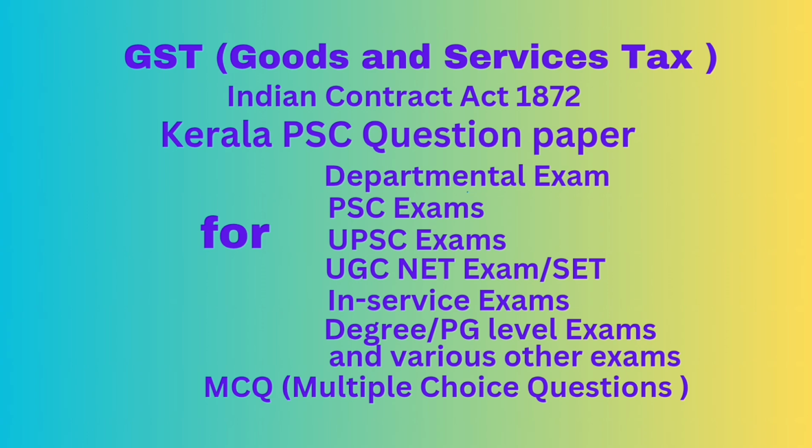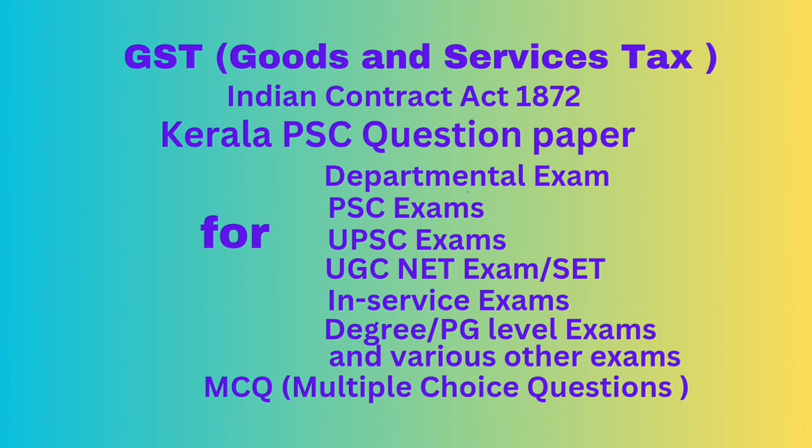Question number 2. It is mandatory to report HSN code at 2 digits level for taxpayers having annual turnover in the preceding year. Option A, above rupees 1.50 crore. Option B, up to rupees 5 crore. Option C, A or B. Option D, A and or B. Correct answer, A and or B. That is above rupees 1.50 crore and or up to 5 crore.